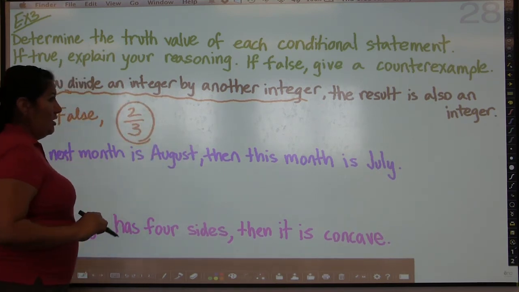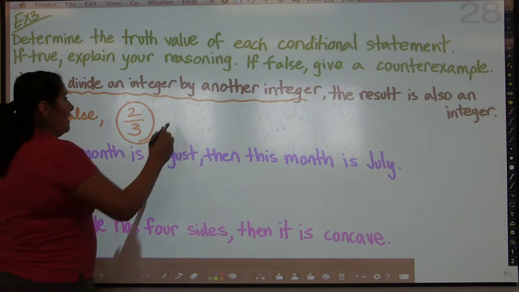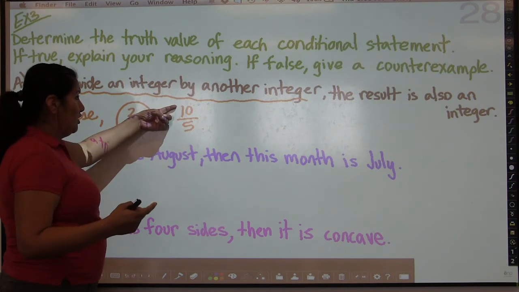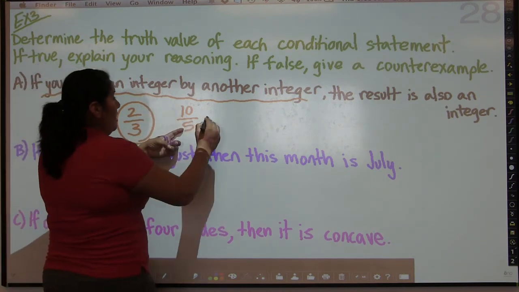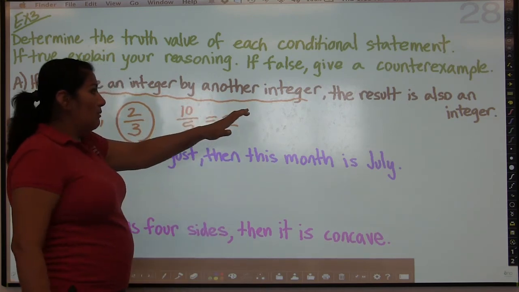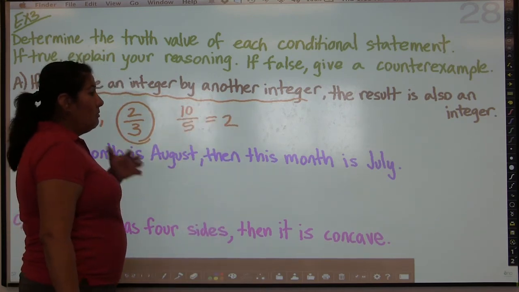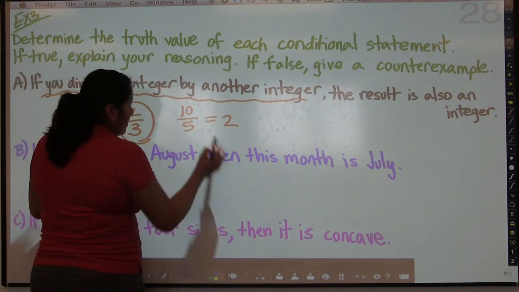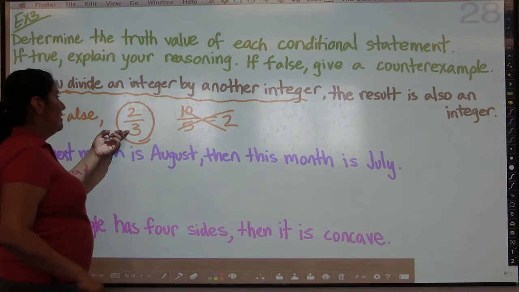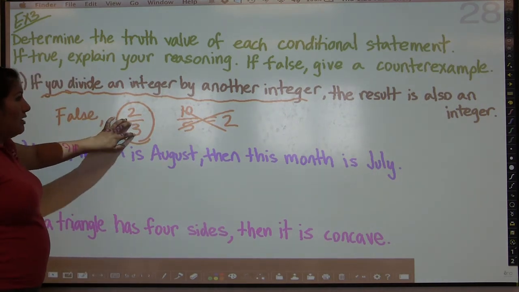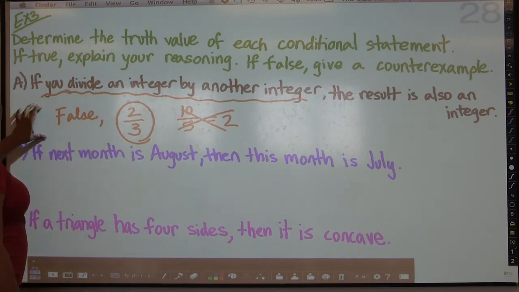It's not an integer. Now it is true that if I take something like 10 divided by 5, that's also taking an integer and dividing it by an integer. Hence the result is a 2, and 2 is an integer. So there are some examples that will work, but it won't always work. So my job, only if it's false, is to find a counterexample, and this is not a counterexample, but this is. I picked two integers, 2 and 3, I divided them, and the result was not an integer. So that's false.